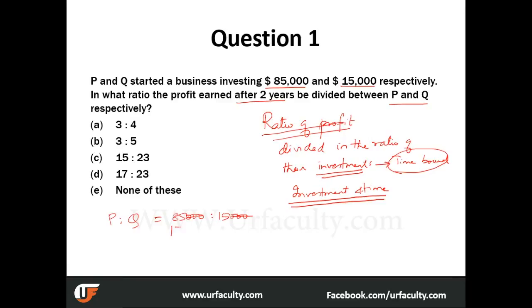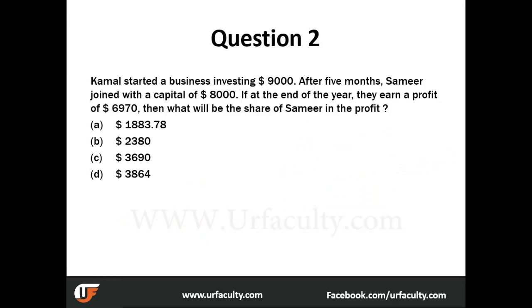So we don't have any option over here. It is 17 is to 3. So I hope you understood what I'm trying to explain here. I think you will get a better idea once we move on to other questions.